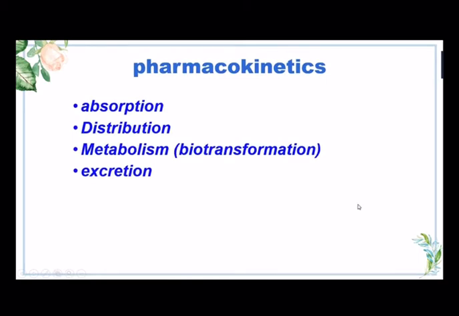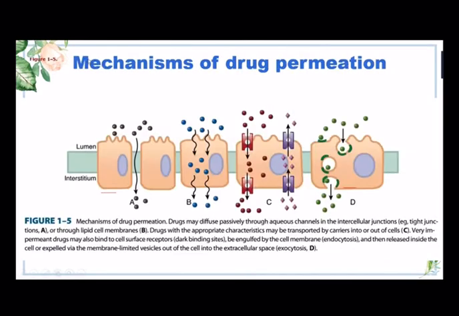Before we discuss these four processes, we should first discuss how a drug passes through membranes, because all four processes involve the drug passing through cell membranes. Mechanism of drug permeation: the drug can pass through the membranes in these four ways.